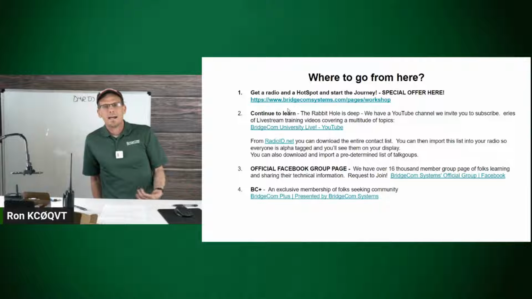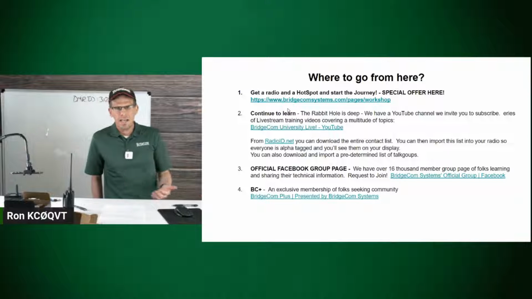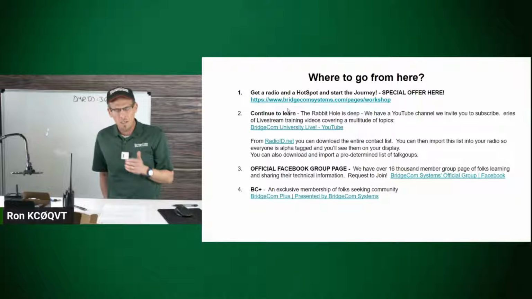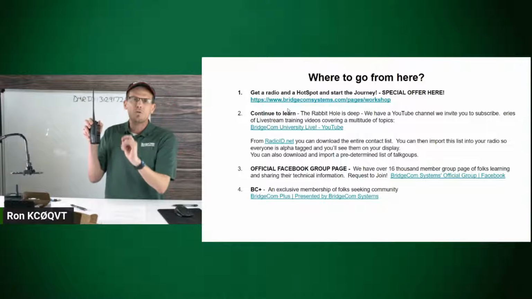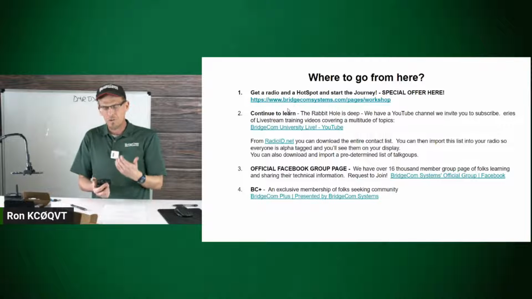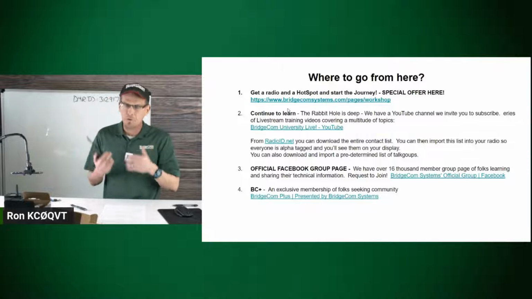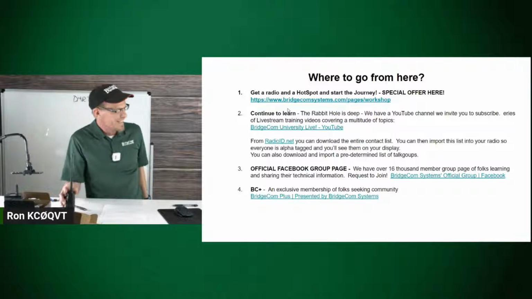From radioid.net, you can download the entire contact list of all the 250,000 plus hams. They're all in that list. That way, when your hotspot or your radio populates, instead of showing you a number on the screen, it'll actually show you who that person is, their call sign, so that you don't have to try to remember, like I was doing, what Larry's call sign was.